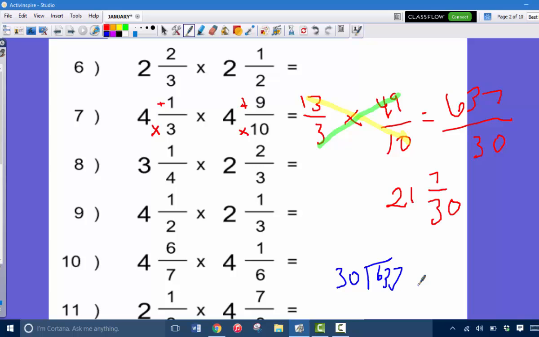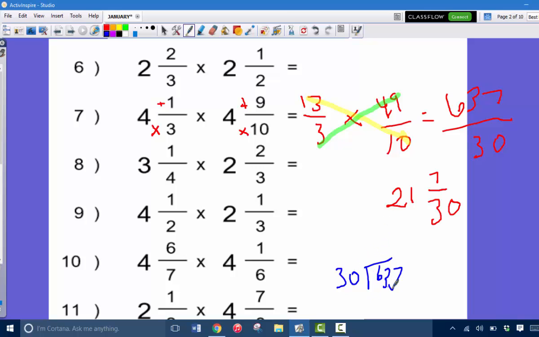So you can use your multiplication chart. You can break down the division to make it easier for you. Whatever it is that you need to do in order to get this answer, try not to use a calculator though. And then when you do the division, you will get 21.